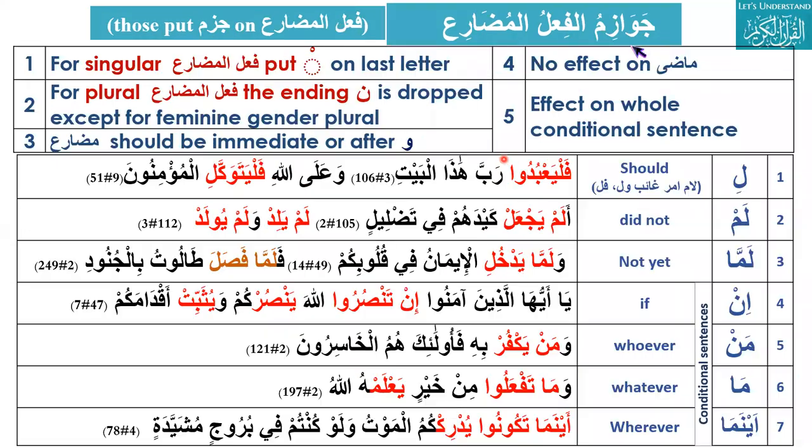So similarly, the next is? Next is jawazimul fi'lil mudari. Fi'lil mudari, yeah. And they are? Okay. Li, lam, lamma, in, man, ma, ainama. So they make fi'lil mudari as? Fi'l mudari as? They make them mansub. Sorry, they make them majzoom. Jawazim, majzoom, yeah.